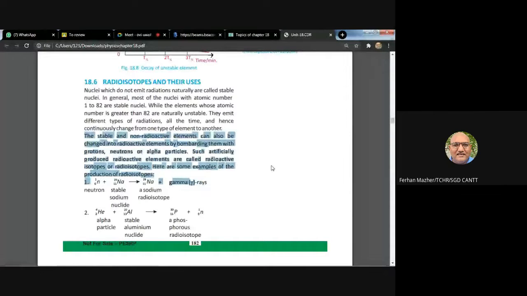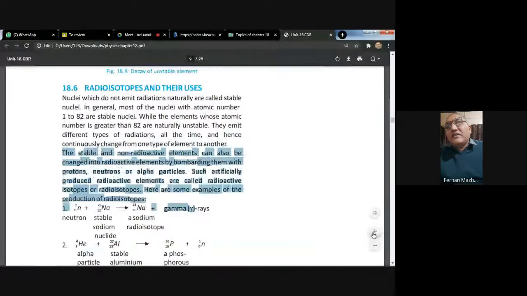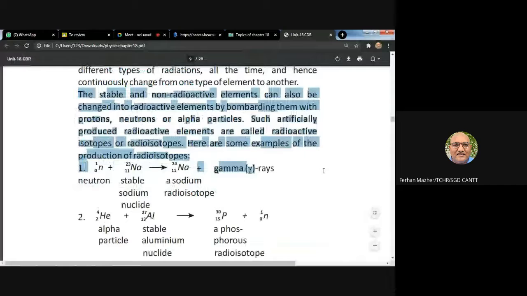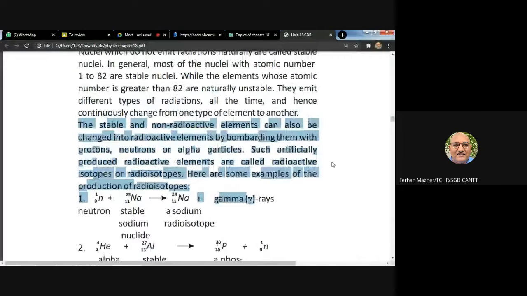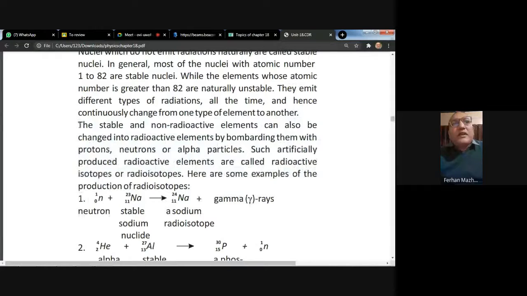Okay, let me increase the size so you can see. From here, the stable and non-radioactive elements can also be changed into a radioactive element by bombarding them with protons, neutrons, or alpha particles. Such artificially produced radioactive elements are called radioactive isotopes or radioisotopes. Here are some examples. Just give one example. This is the first portion of that question where you have to tell what is the radioactive isotope. And then you have to write down some uses.